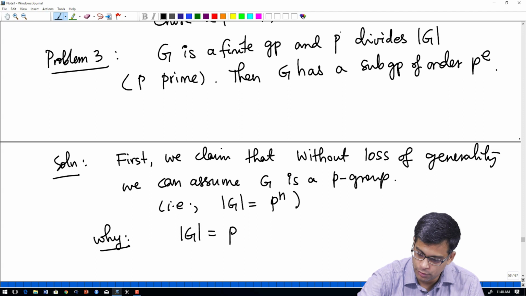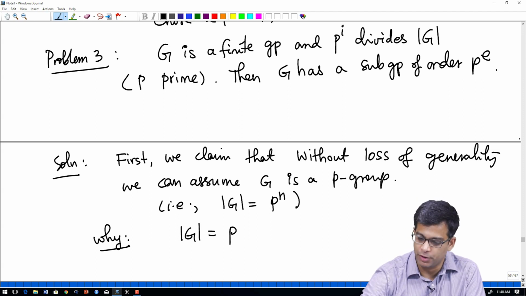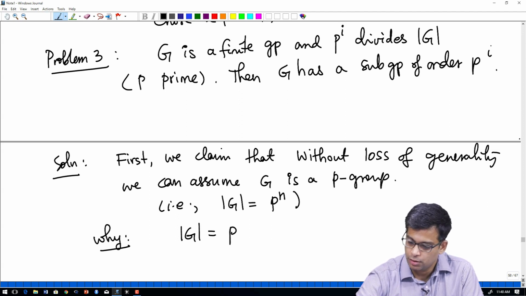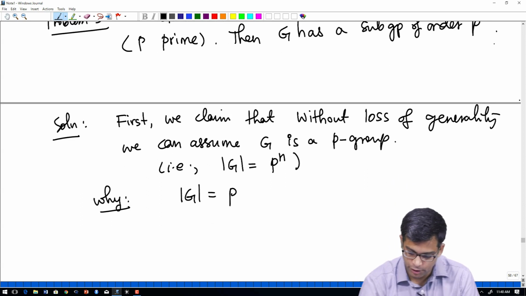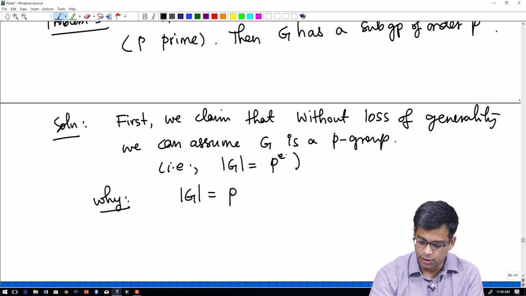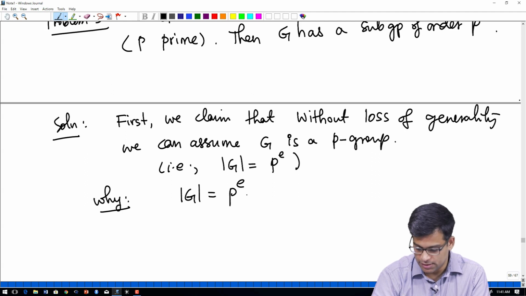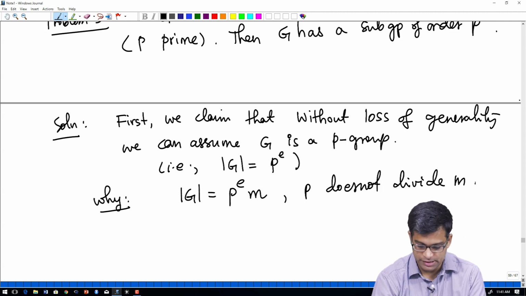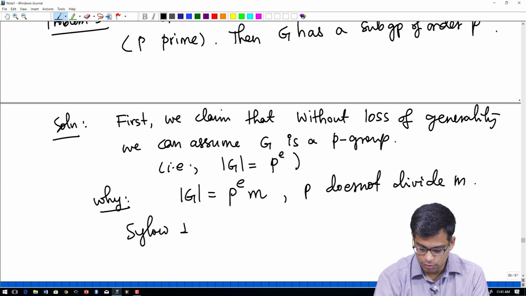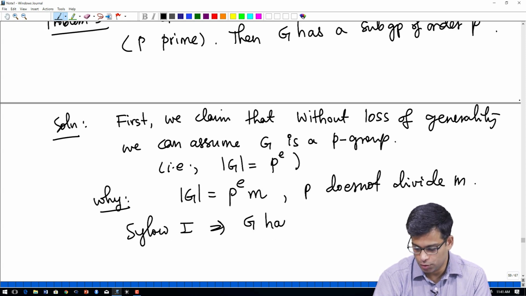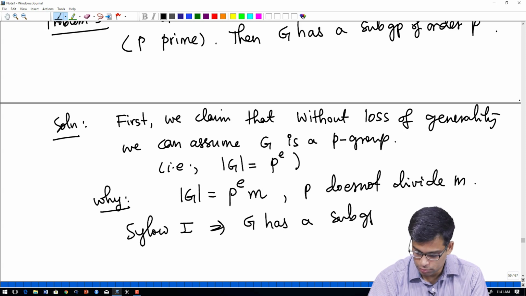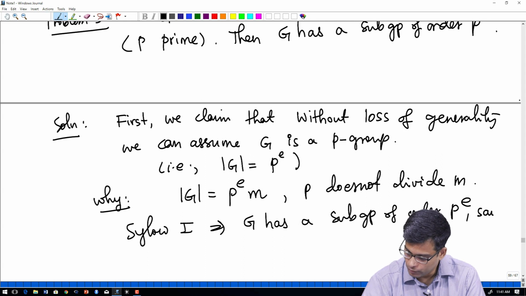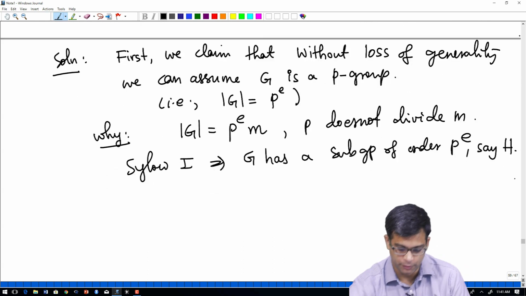Let us say, suppose G is a finite group and p^i divides the order of G, then G has a subgroup of order p^i. Here I can assume this, so write like we do in the Sylow theorem: G has order p^e m, where p does not divide m. Sylow 1 implies G has a subgroup of order p^e, say H.